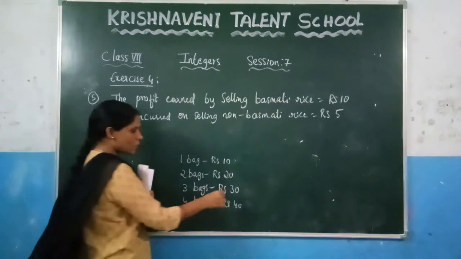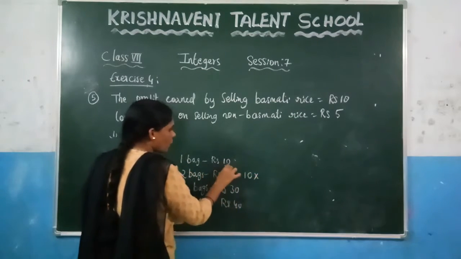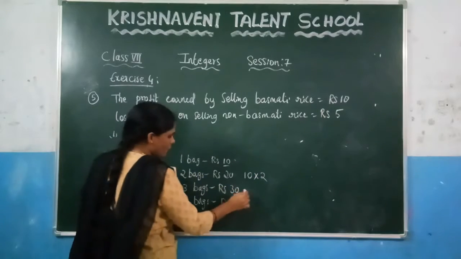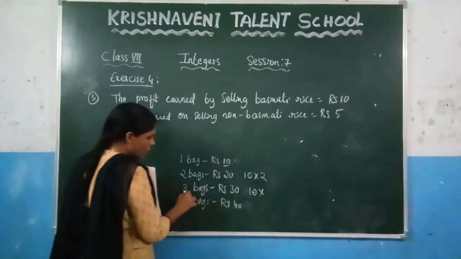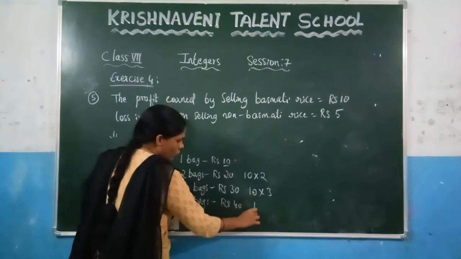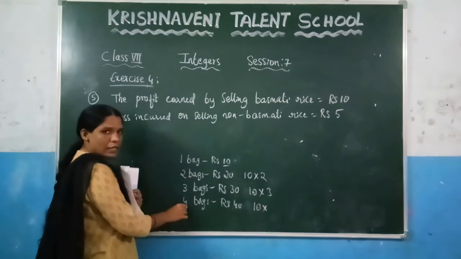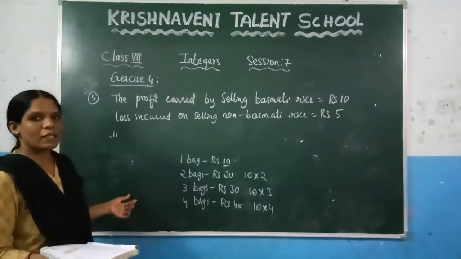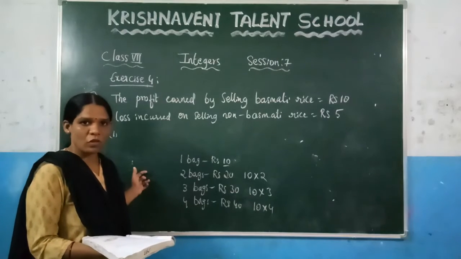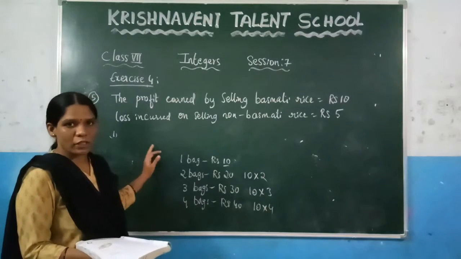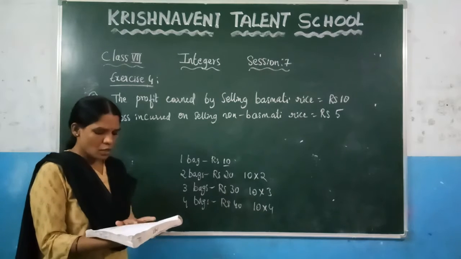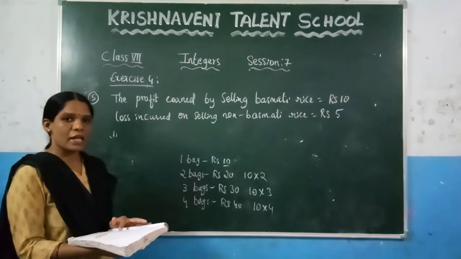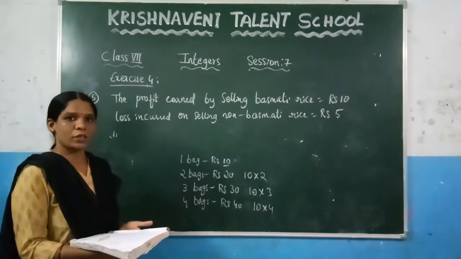How are we getting this number? We are just multiplying the profit of 10 rupees with the number of bags. 10 into 2, which is 20. Again, 10 into 3 bags. And with 4 bags, 10 into 4. That means you just need to multiply the profit amount by the number of bags so that you get the total profit. Now how many bags does he sell here? 3000 bags. So how much profit does he get, which is nothing but 3000 into 10.